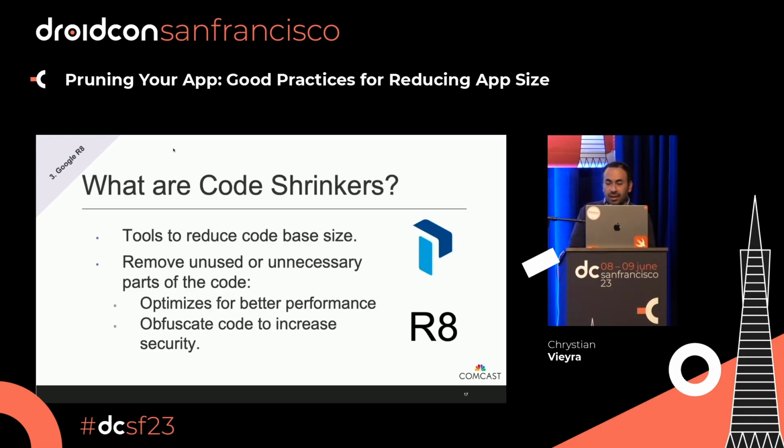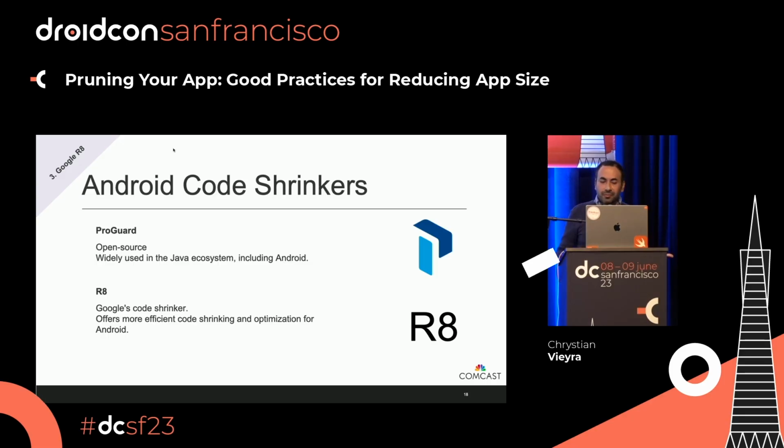Another way to reduce your app size is using code shrinkers. And code shrinkers are tools that help you reduce your code base size. They remove unused or unnecessary parts of your code. They optimize your app for better performance. They obfuscate your code to get better security. And you might be very familiar with them.